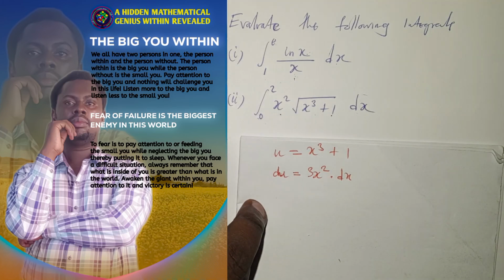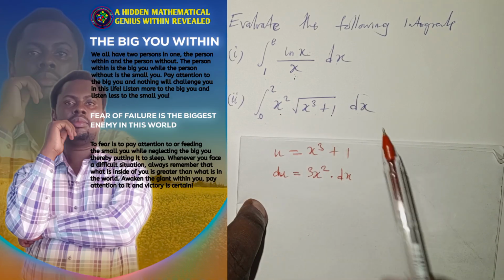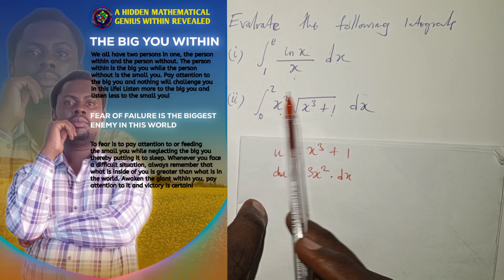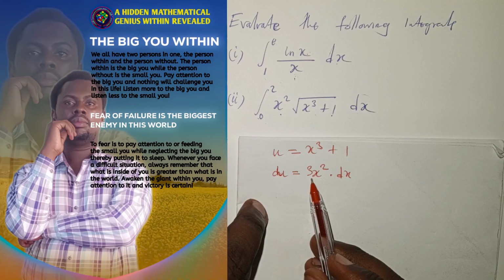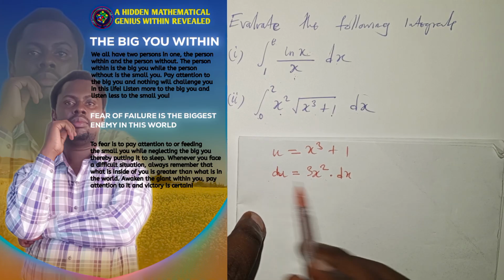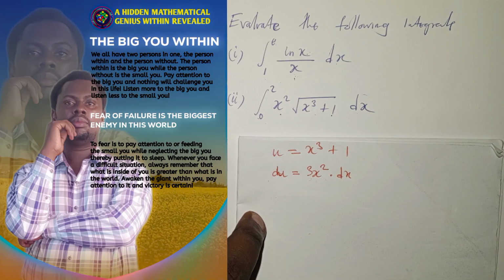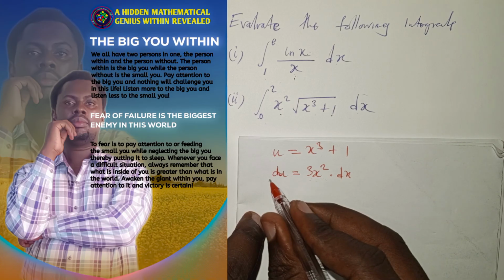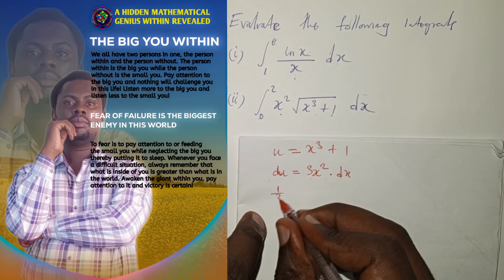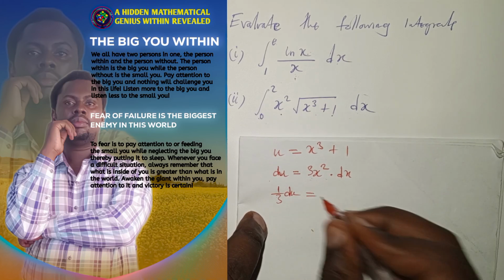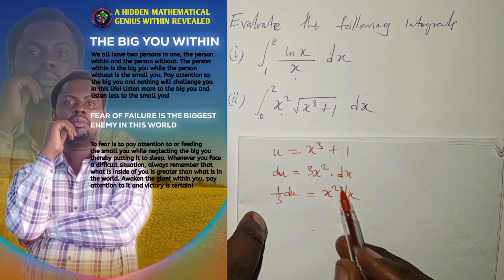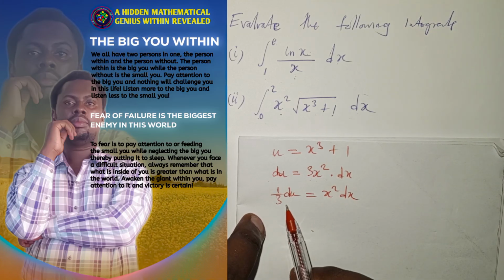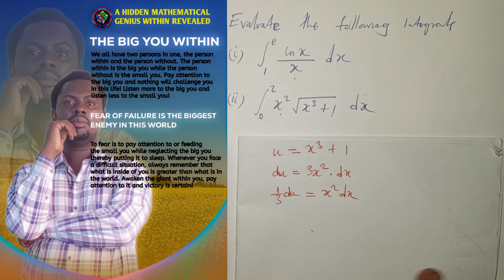Now, if you look at our integral, we have x squared and dx. Here there is x squared and dx. So it's just a matter of dividing out this 3. You divide 3 on both sides of the equation, so you get 1 over 3 du equal to x squared dx. So where there is x squared dx, you substitute with 1 over 3 du.